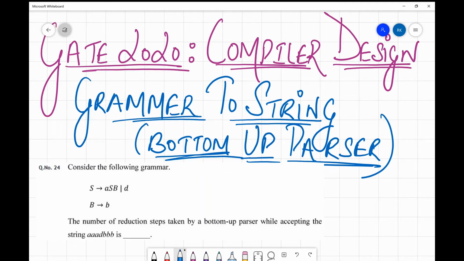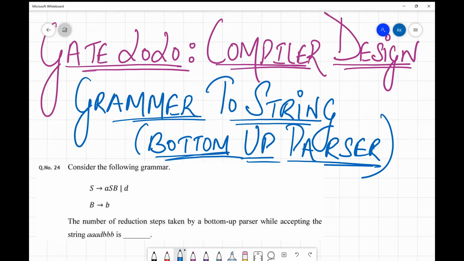Today we are going to take up a question from compiler design. We got this question in GATE 2020, and it is from the topic of grammar to string. That is, when we are given a particular grammar and a string, we need to find a way to reach that string from the given grammar. It is also a question from bottom-up parsers, because a bottom-up parser helps you find a way to reach a particular string from a certain grammar.